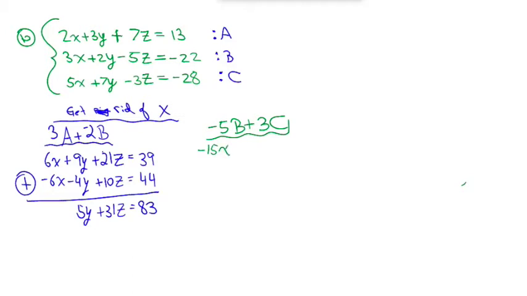-15x minus 10y plus 25z is equal to positive 110. -5 times -22.